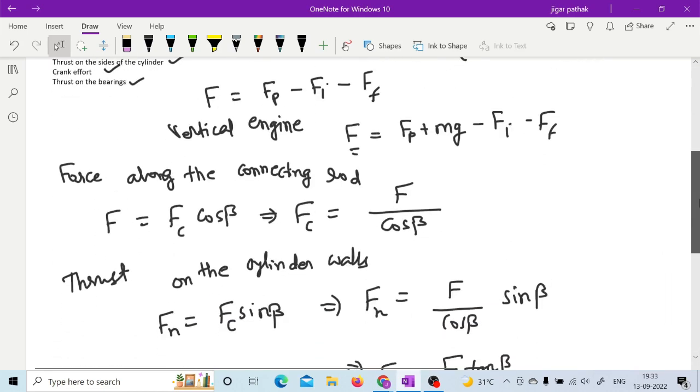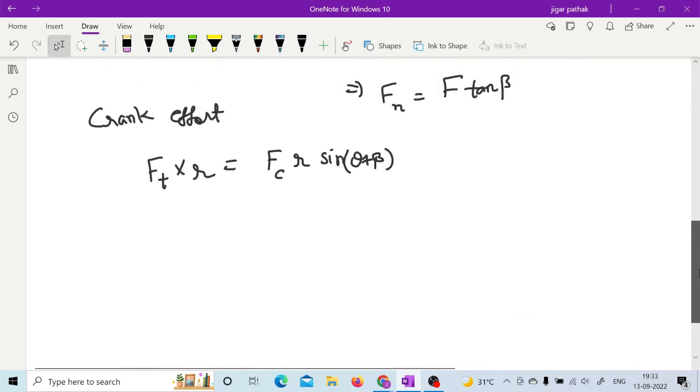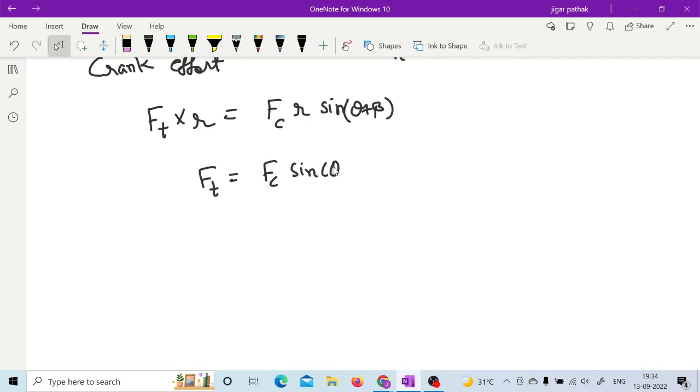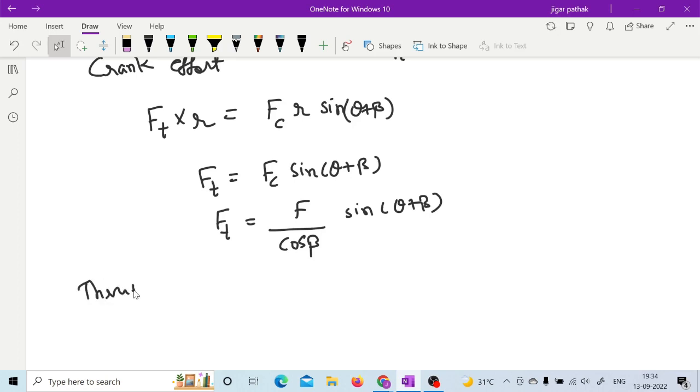Now, yes, so again if you now come to this, then Ft can now be written as Fc sine theta plus beta. Now as I have told you earlier, if you want to write this Ft also in terms of piston effort, then Ft is equal to F upon cos beta sine theta plus beta, right? So this is how you can calculate crank effort, right? And finally the thrust on the bearings, that also you can calculate, right?